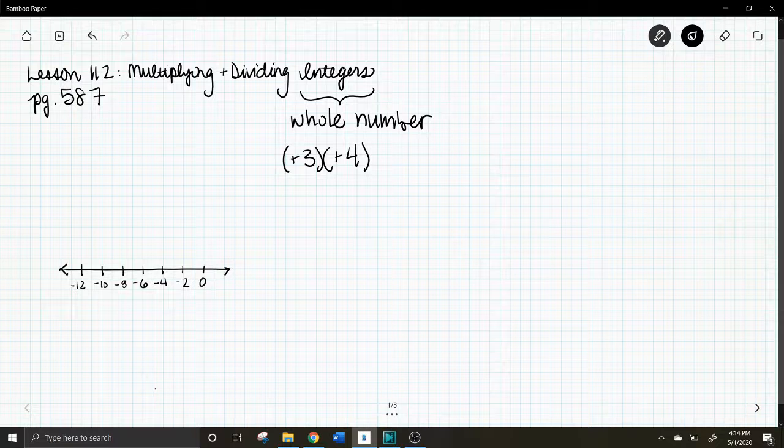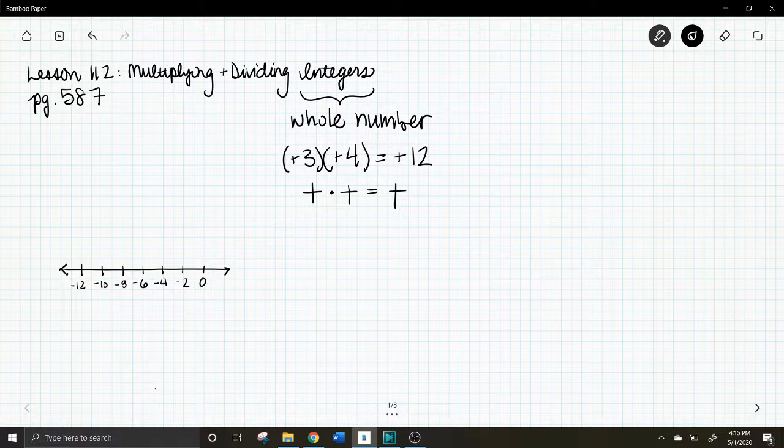So +3 times +4, we already know that 3 times 4 is 12, and that it's a positive. So a positive times a positive equals a positive. That's one thing that holds true regardless of the numbers you are using. You could have +300 times +400, and you would get a positive answer.